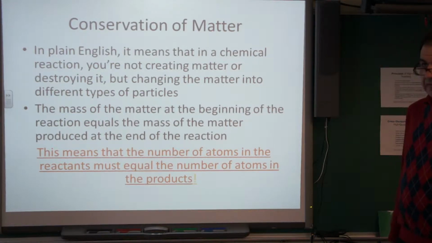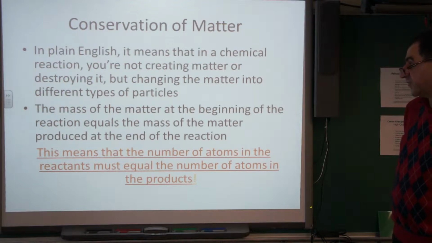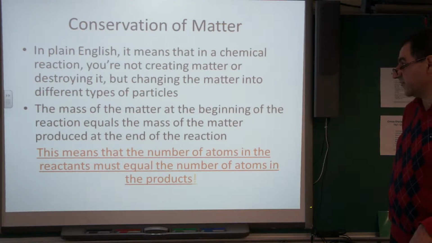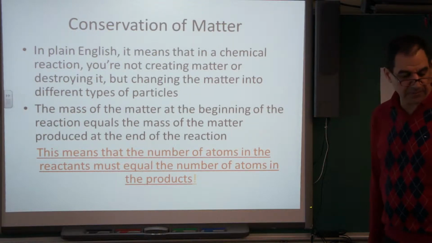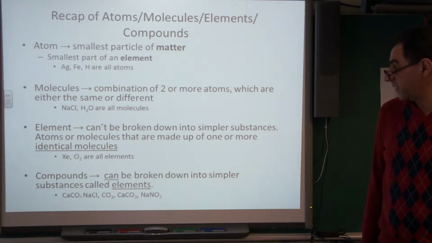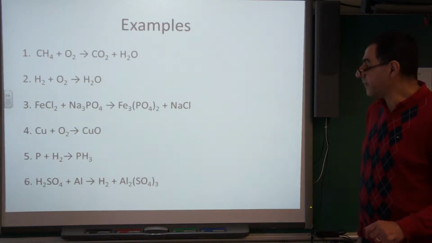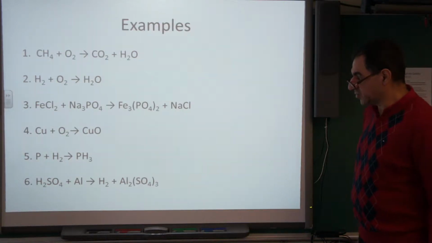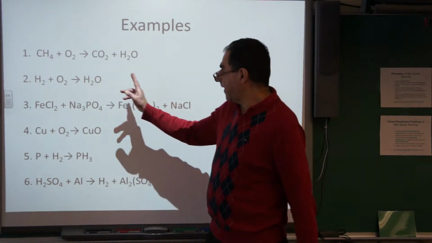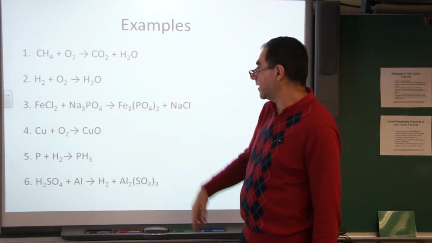In a previous presentation, we discussed the conservation of matter, which in plain English means that in a chemical reaction, you're not creating or destroying matter, but just changing it into different types of particles. And we can discuss the conservation of matter in terms of atoms, molecules, elements, and compounds. So for example, we want to make sure that in a reaction we have the same number of atoms on the left as we do on the right.